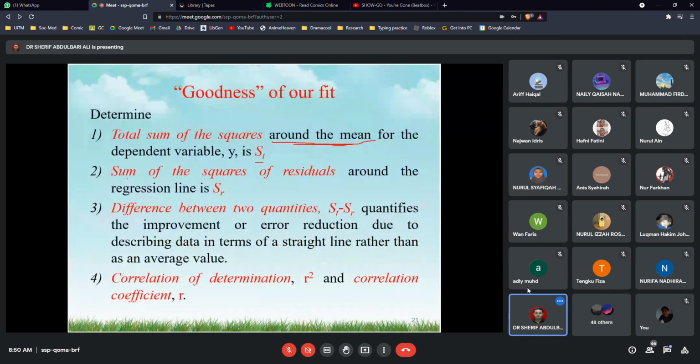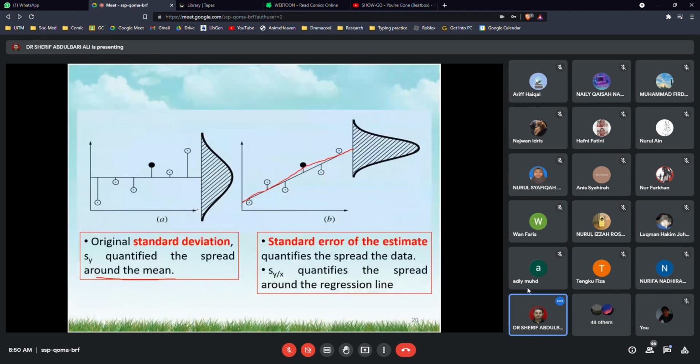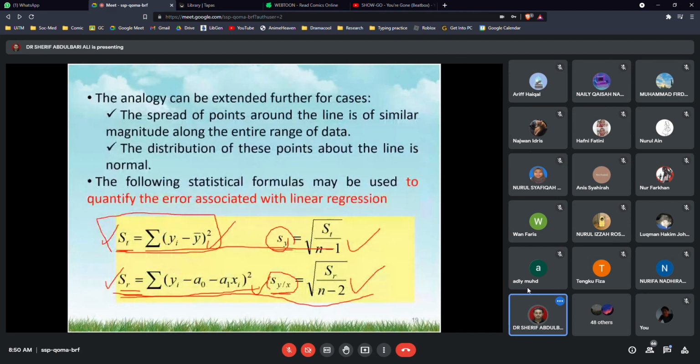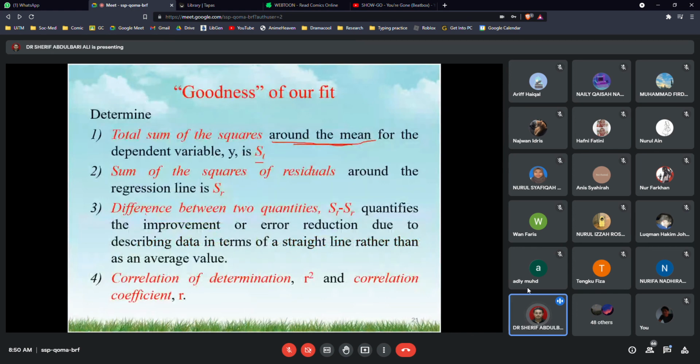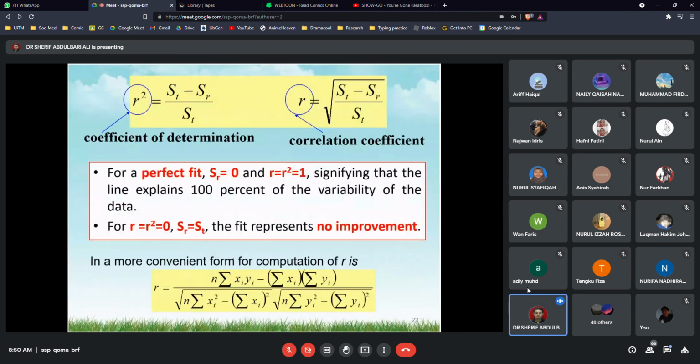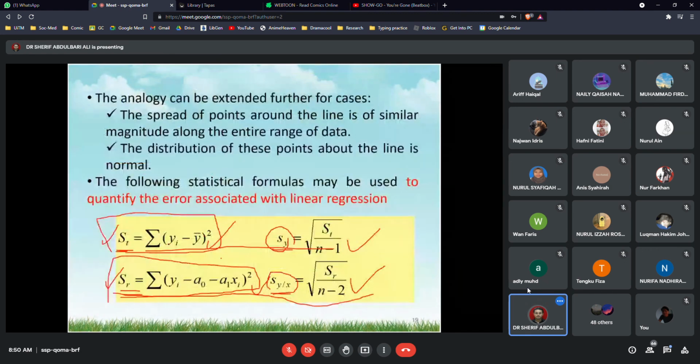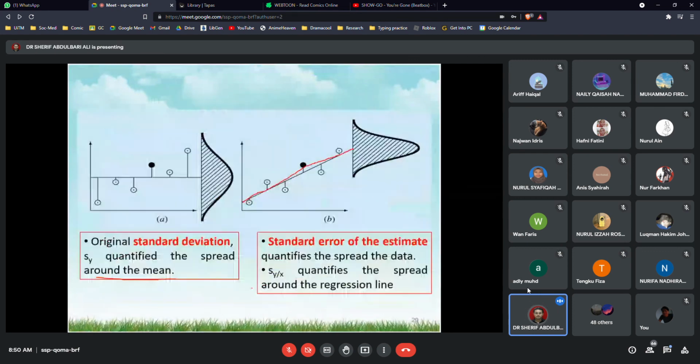Okay, the sum of the square of the residual around the regression line, SR. So I need to use this equation here. And the difference between the two quantities ST and SR quantifies the improvement or error reduction due to describing the data in terms of a straight line rather than the average value. ST and SR, of course, you need to calculate for SY and SY over X.